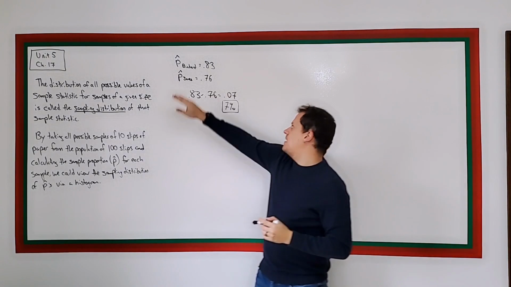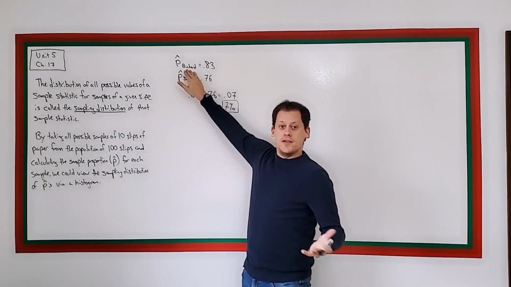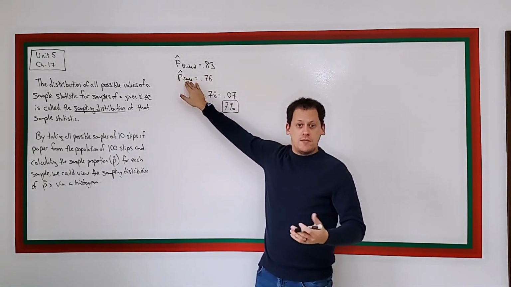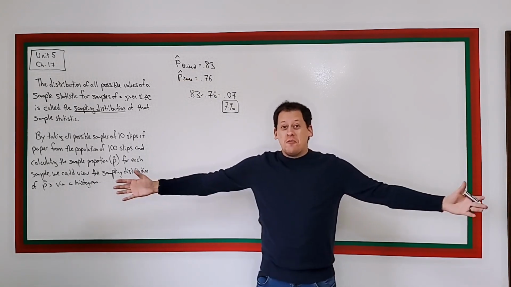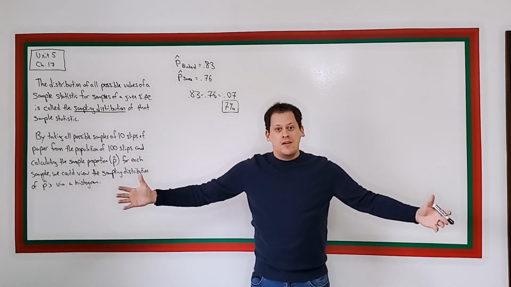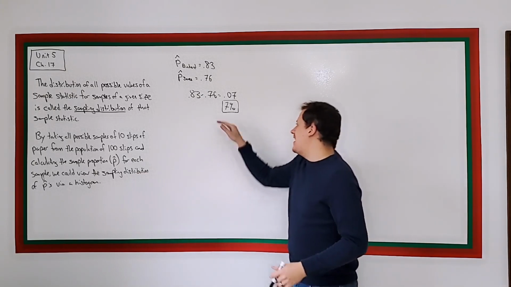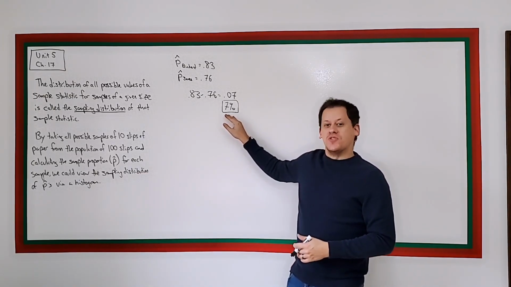So if we take the sampling distribution for Mr. Binkard's randomized students and for Mr. Jones's randomized students, for all the different possible samples that we could have, how likely or unlikely are we to see a difference of 7% in their scores?